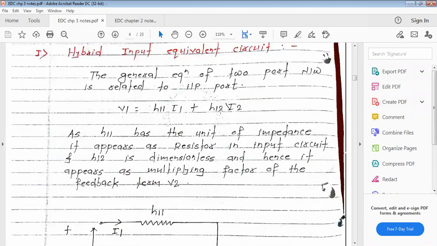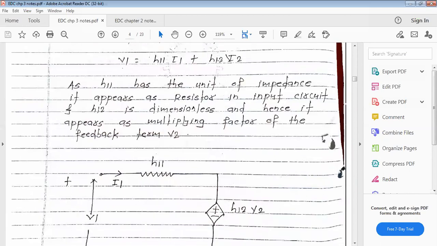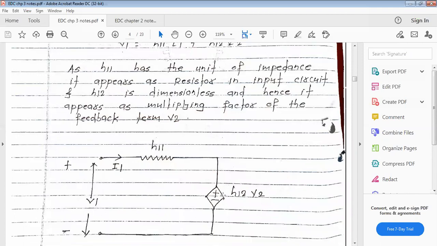Now tell me, V2 is nothing but what? It is a voltage source, but now this is a what? This is a dependent voltage source. Okay, now see, this term is related to the dependent voltage source. Okay, that's why we call it plus minus H12 V2. Okay, so this is the equivalent circuit for the input.